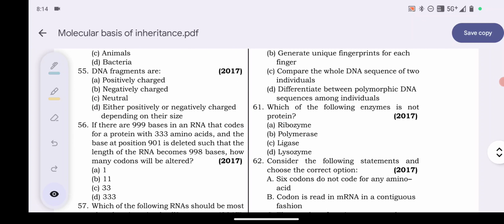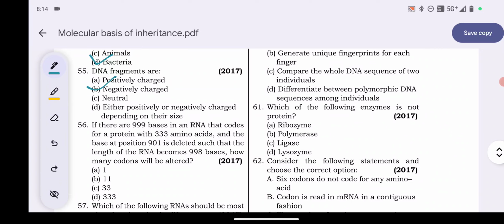55. DNA fragments are: positively charged, negatively charged, neutral, either positively or negatively charged. So here the answer will be option B, negatively charged. DNA fragments are negatively charged because of the presence of phosphate groups.